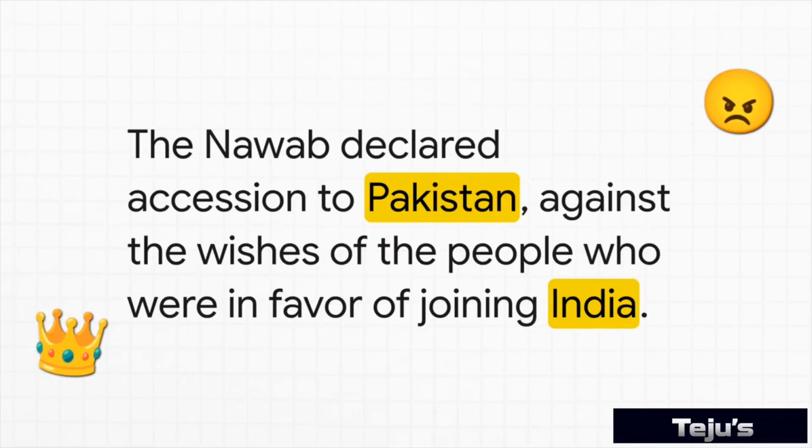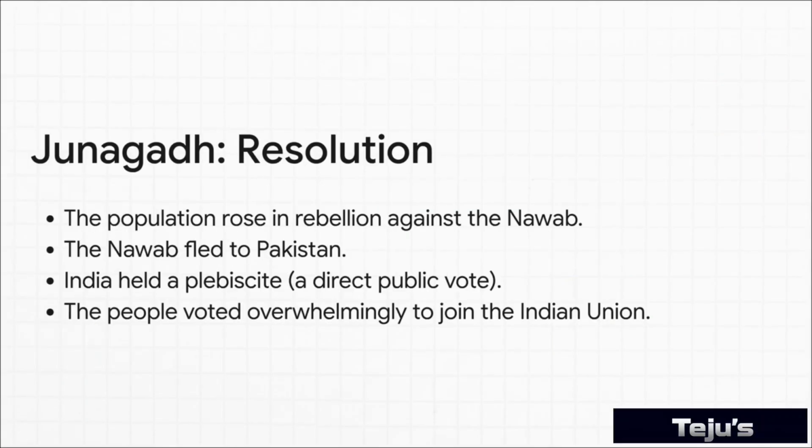Let's take our first case, Junagadh. Here you have the ruler, the Nawab, who decides, yep, we're joining Pakistan. The problem, the vast majority of his people were Hindu and wanted to join India. So right away, you have this classic showdown, the ruler's decision versus what the people actually want. And in Junagadh, the people won. They actually rose up in rebellion, and the Nawab took off and fled to Pakistan.